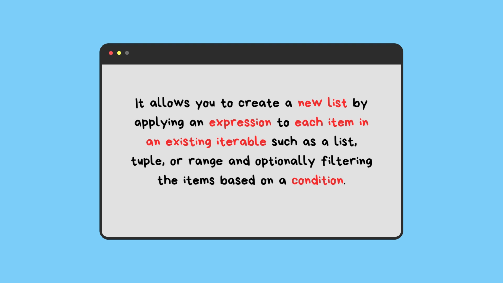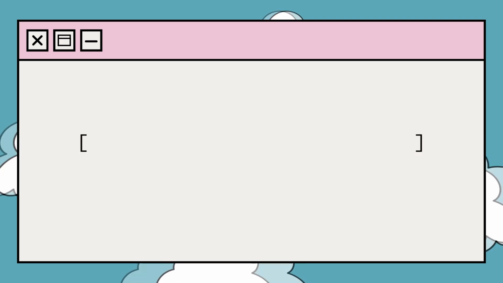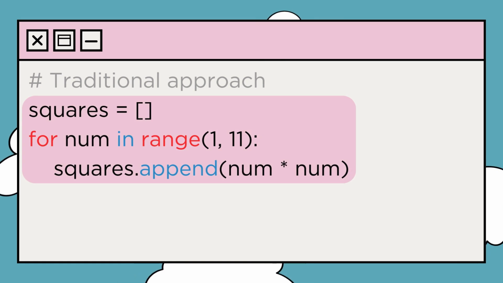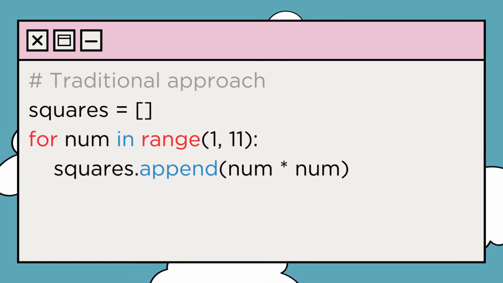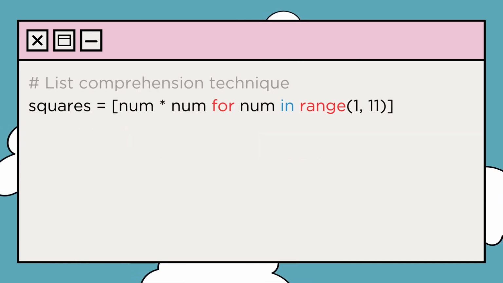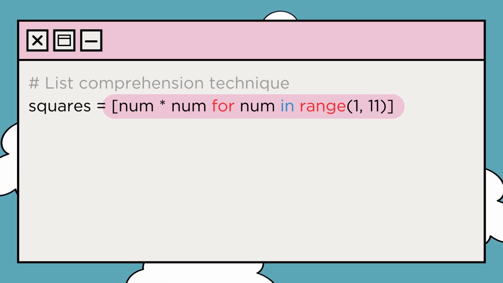Let me show you what I mean. Let's say you want to create a list of squares of numbers from 1 to 10. The traditional way would be something like this. Now that's perfectly fine and it gets the job done. But with list comprehension, we can achieve the same result in just one line of code. Check this out. Isn't that neat? With list comprehension, we're able to create the same list in a more compact way.